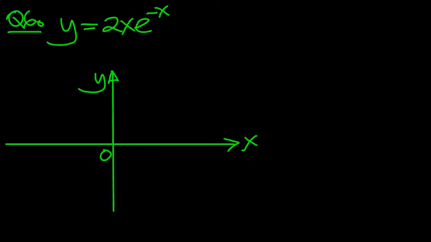y equals 2x e to the minus x. Let's have a quick go at this one then, if we can. Okay, let's draw in a couple of little quick things. Let's draw in the line y equals 2x. That will look like this, won't it? That will be the line y equals 2x.